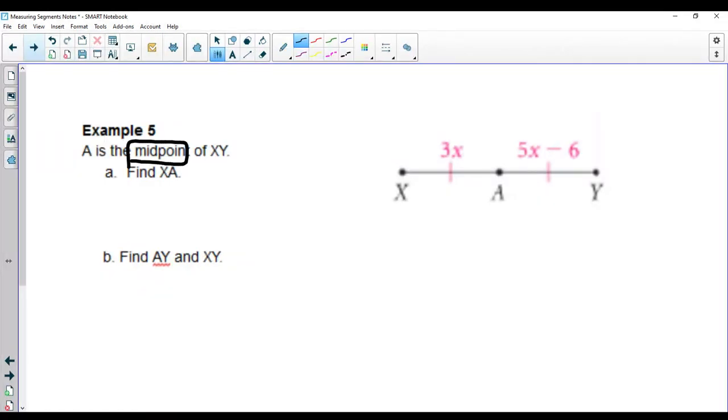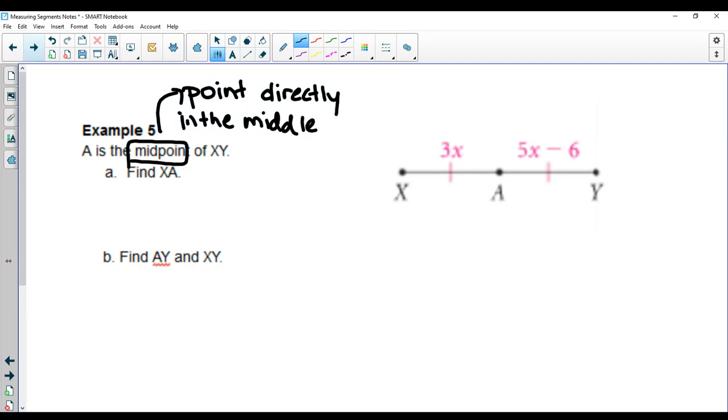Now, if you stop and think about what that means, it's kind of common sense. This is the point directly in the middle of the segment, okay? The midpoint divides a segment into two congruent pieces. Okay, remember congruent means equal.